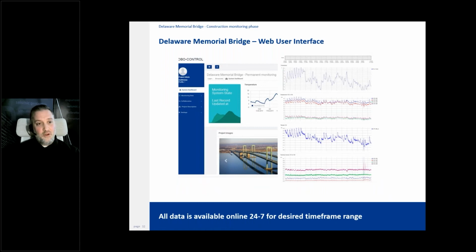The Delaware Memorial web user interface was provided, and of course, all measured data points are in there. A relatively unique thing about the Delaware Memorial, but in my opinion a really useful piece, is that there are also images and drawings of the sensor setups. So when referencing the data points, it's clear exactly what sensor and where that's coming from. So that's a convenient piece that was added here. And of course, the data is available 24/7.